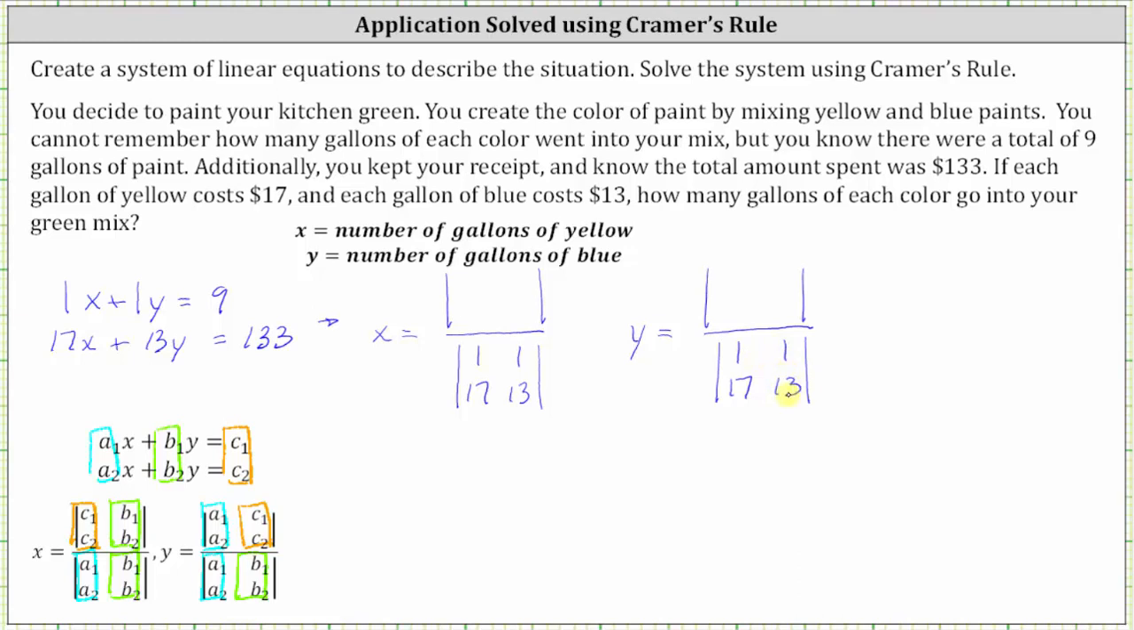And now let's focus on the 2 by 2 determinant in the numerator for x. When solving for x, we replace the first column with the constants on the right side of the equation, and therefore the first column is 9 and 133. The second column remains the same, the coefficients of y. So when solving for x in the numerator, we replace the coefficients of x with the constants.